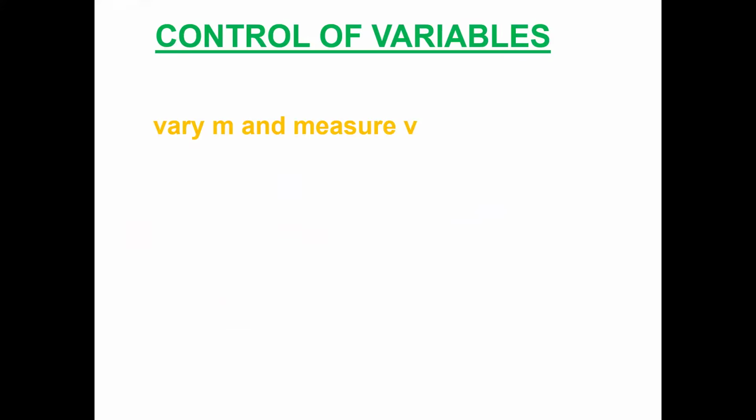Now give the title control of variables. It's a formal heading because the bullets were asking for it. Otherwise, we have already mentioned it. Vary M and measure V. Copy this now.